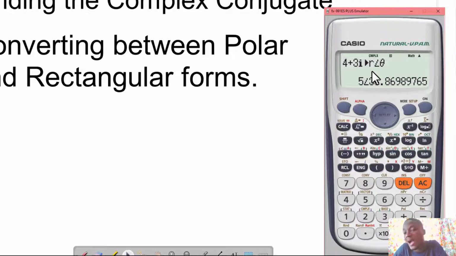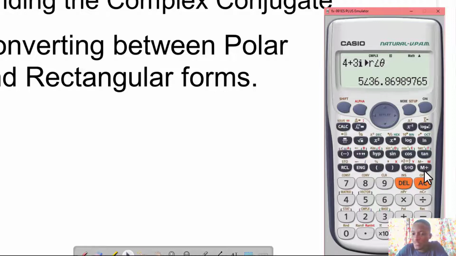So if you enter 2 pi, it will take 2 pi as an angle in degrees and not as an angle in radians. So you always ensure that the status bar is showing the angle you want to work in. All right, so we have a 4 plus 3i rectangular converted to 5 angle 36.9 degrees.